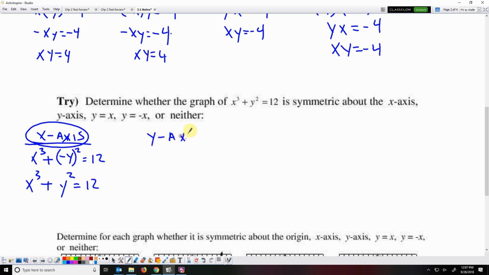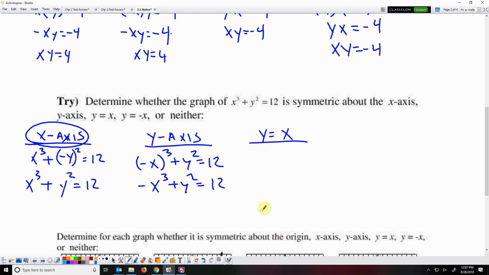Symmetry about the y-axis. For that, I put in the opposite of x. So negative x cubed plus y squared equals 12. This has an odd power. An odd power does not cancel out a negative, so negative x cubed is exactly the same as the opposite of x cubed. Everything on the right side matches the original, but not everything on the left side does. So once I've got one side to match the original, I check and see, does the other side match? And it does not, so there is not symmetry about the y-axis.